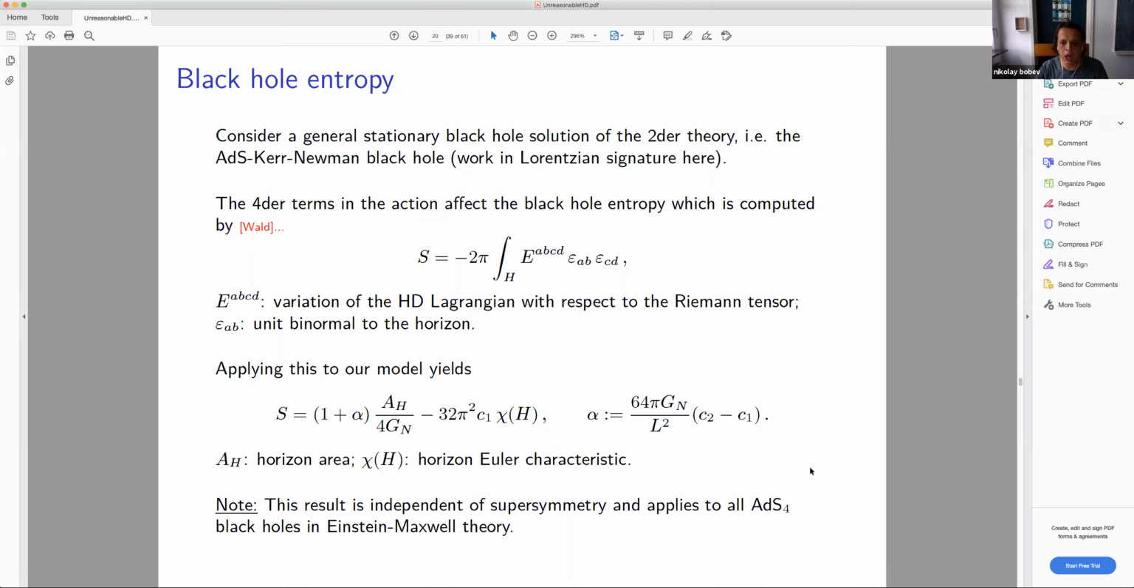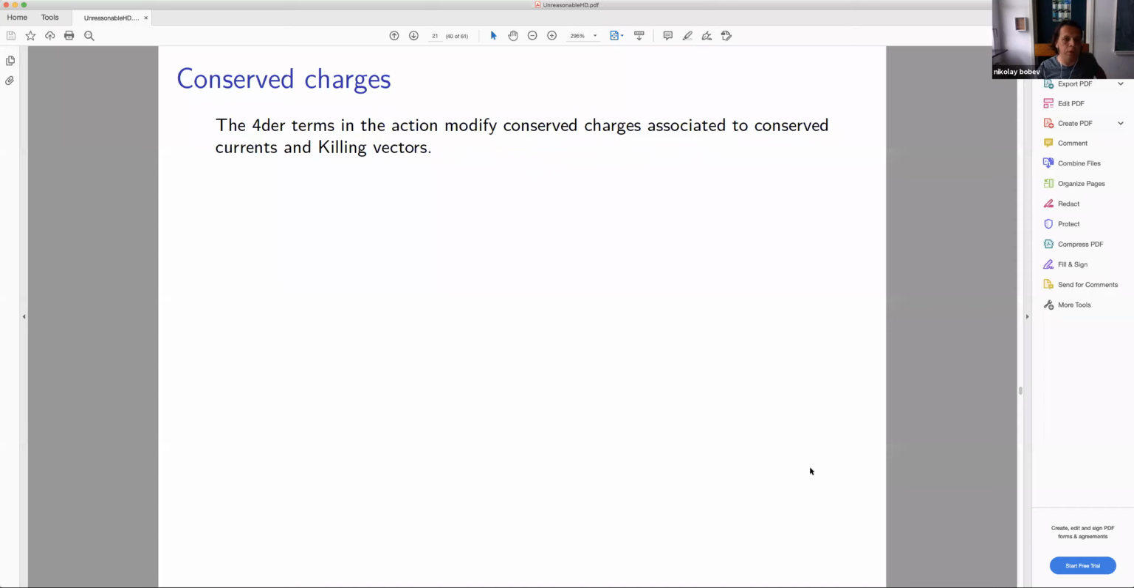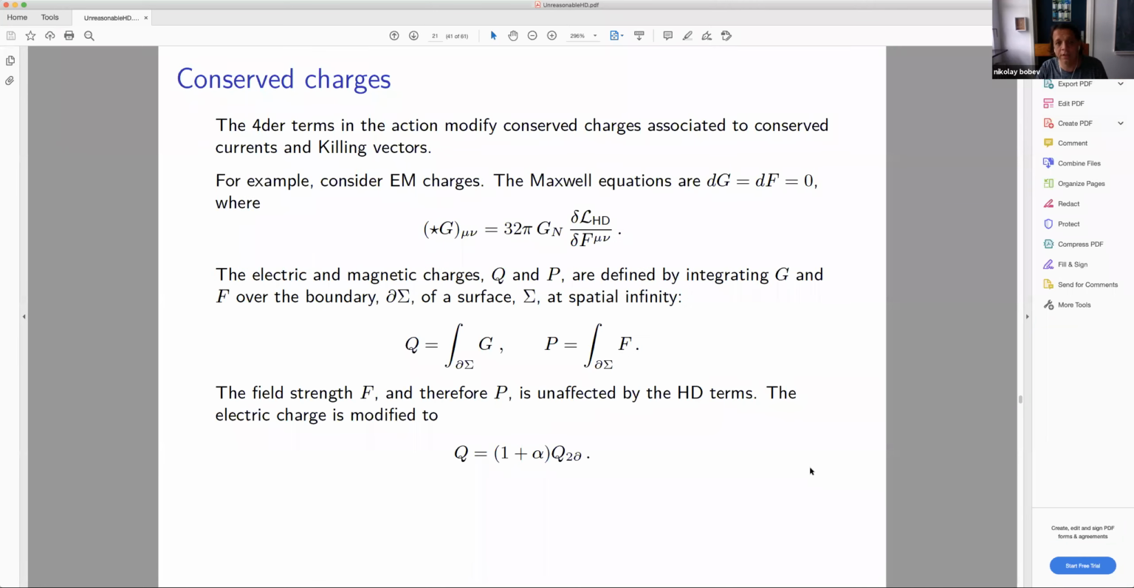Okay, so that's all about entropy. You can, of course, keep on going and compute conserved quantities using the standard Komar integrals and conserved currents. Your action is modified, so your conserved quantities will be modified in general. So, for example, I've outlined here how things work for the Maxwell field. You have the Maxwell equations, but this G now is computed with respect to the higher derivative action. And so I have to integrate these two forms over a two surface at infinity, the boundary of a surface at infinity, to compute the charges.